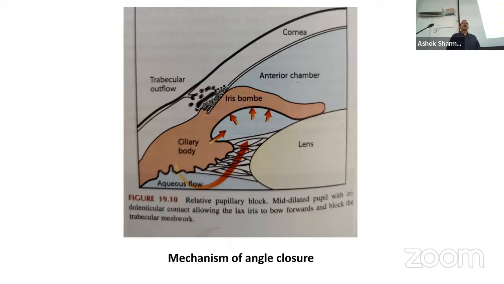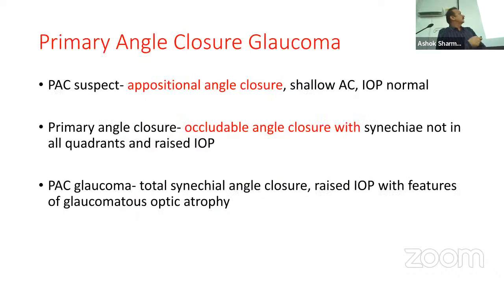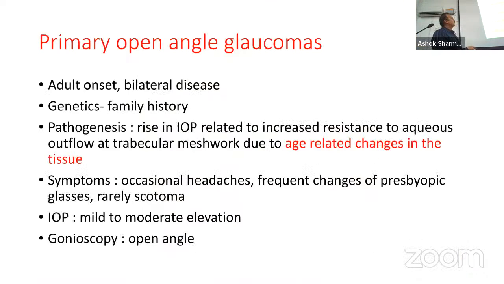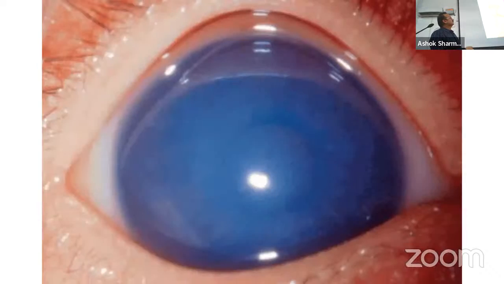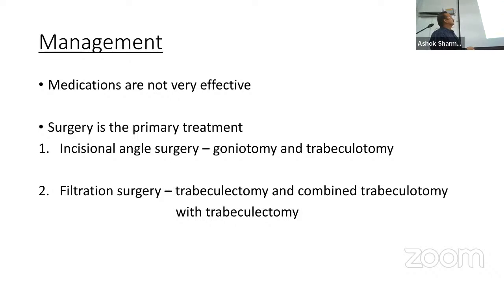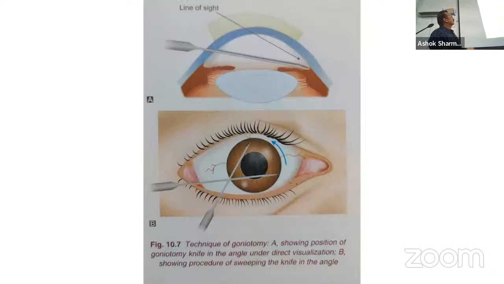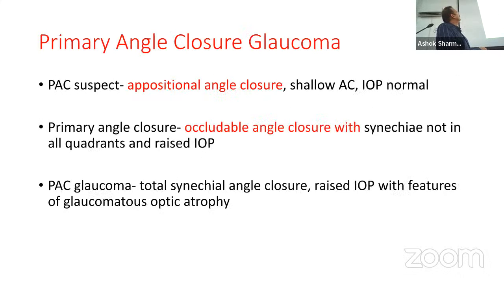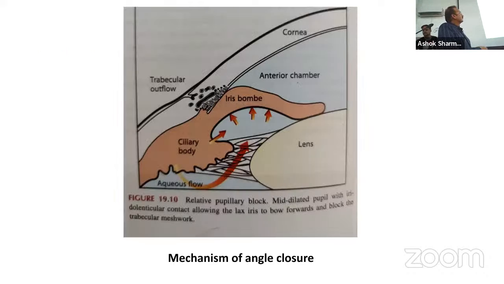Do the gonioscopy. If you feel that angle closure is less than 180 degree, you can go for laser iridotomy. YAG laser. You can go for laser iridotomy. That was for angle closure.